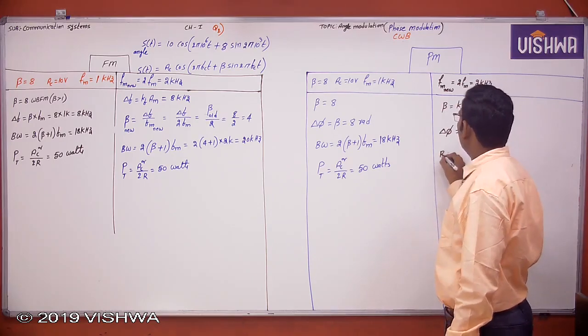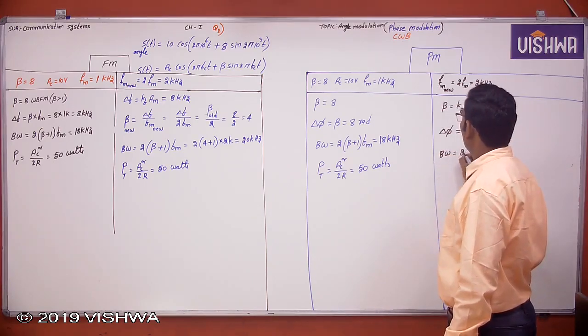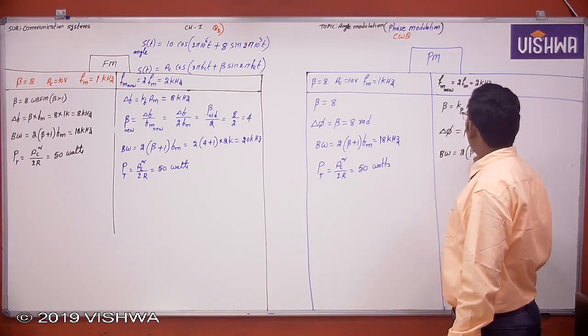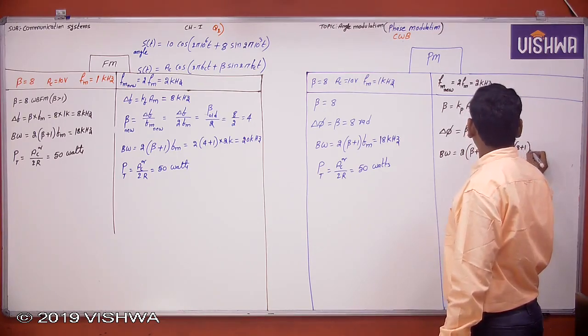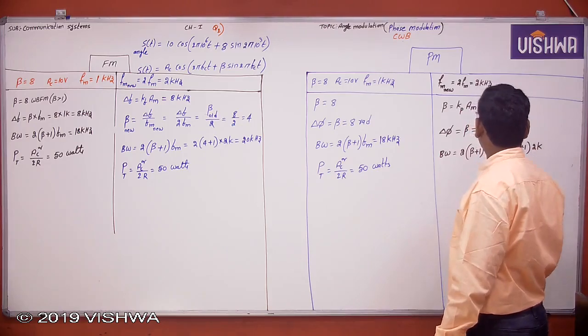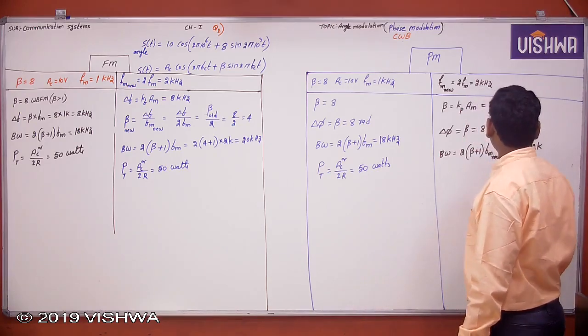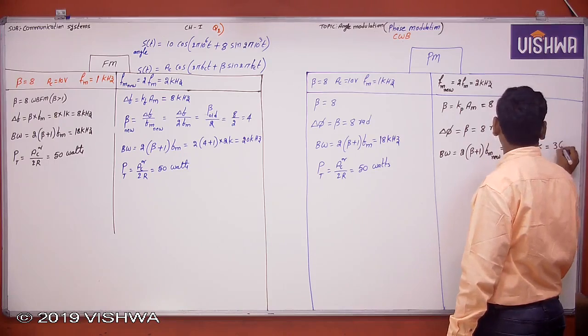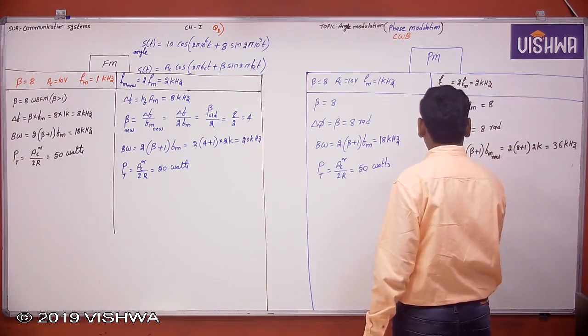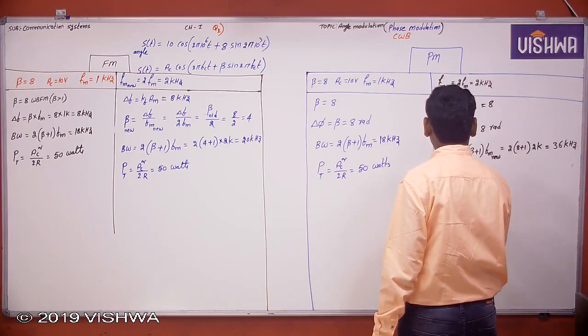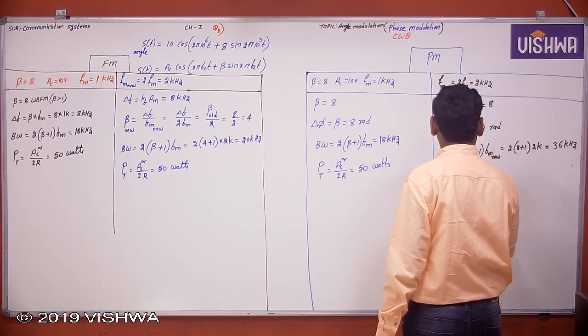And bandwidth is equal to 2 into (beta plus 1) into fm', which is 2 into (8 plus 1) into fm', where fm' is 2 kilohertz. So 9 into 2, 18 into 2, which is equal to 36 kilohertz, and the total power is Ac square by 2R, which is equal to 50 watts.